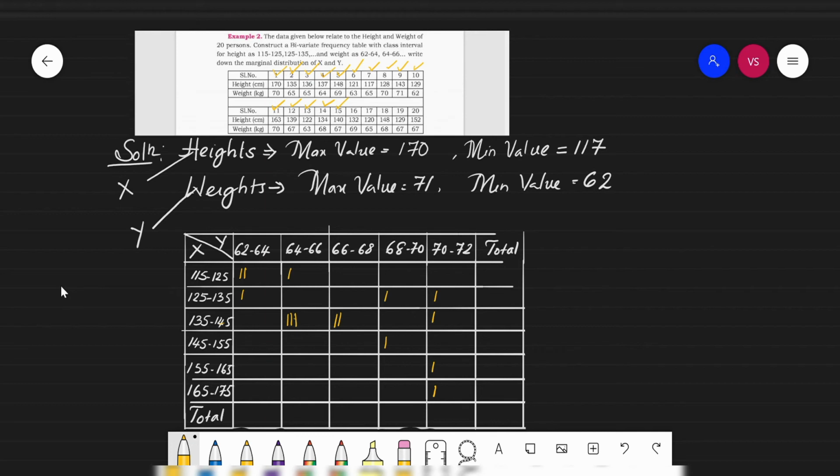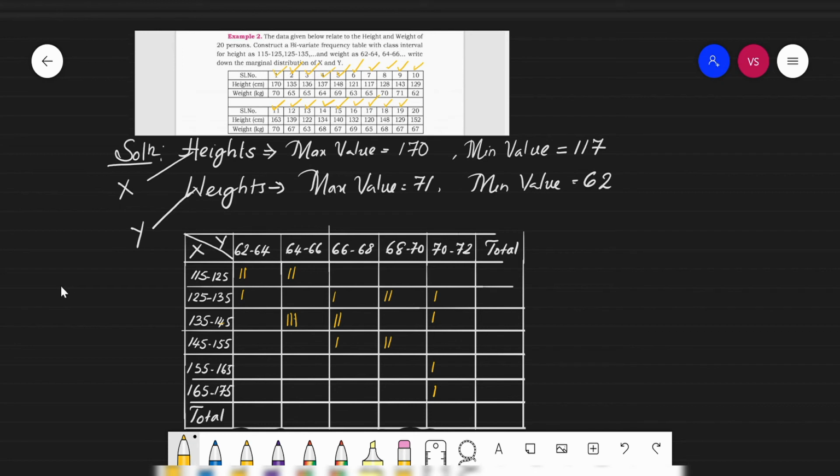Then 132, 69. 120, 65. 148, 68. Then 129, 67, students. The last one is 152, 67. 152, 67 comes here.